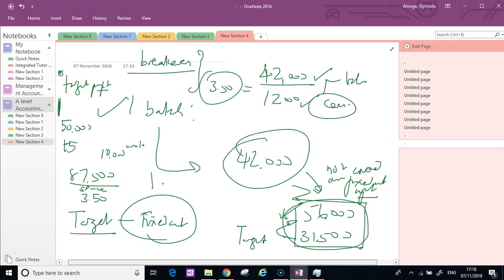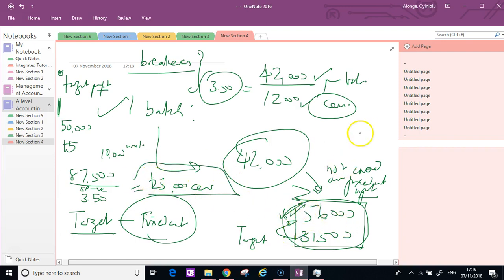So that's 87,500 divided by £3.50, which is 25,000 cans. So I need to sell 25,000 cans to not only break even, but to break even and cover my target profit.